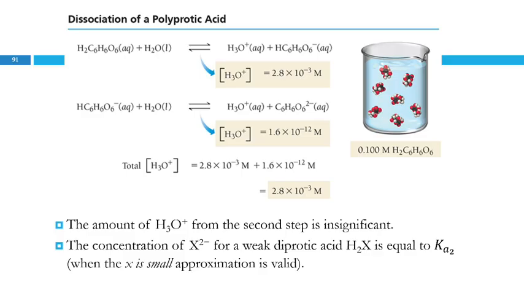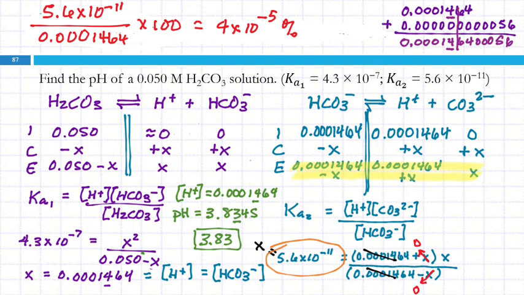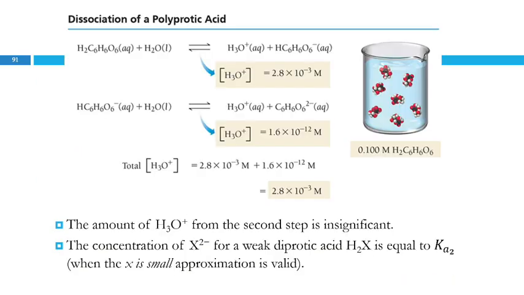Even if they're asking us about the ion concentration, there's still kind of a shortcut, because since the amount of hydronium from the second step is insignificant, the concentration of that last anion is going to be equal to Ka2. That's what we found here. This was the anion. That's the same number as Ka2. Any questions?